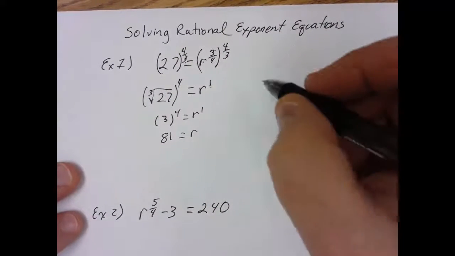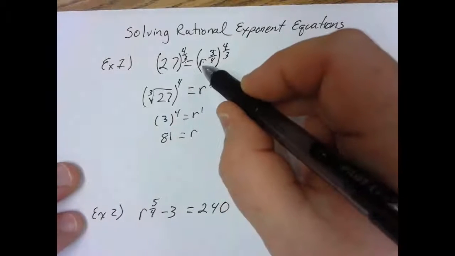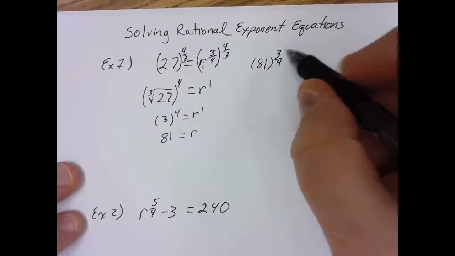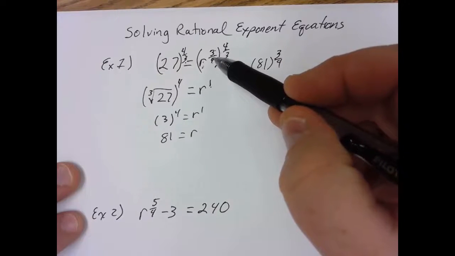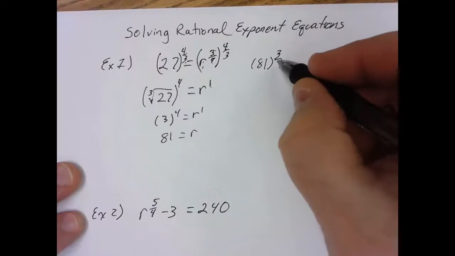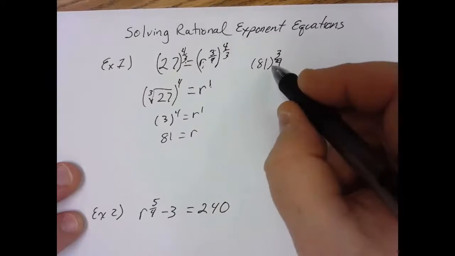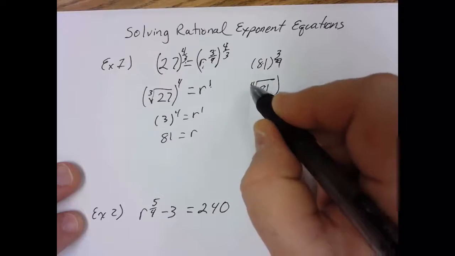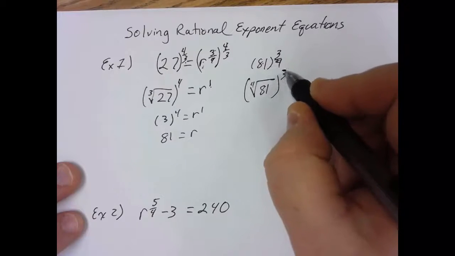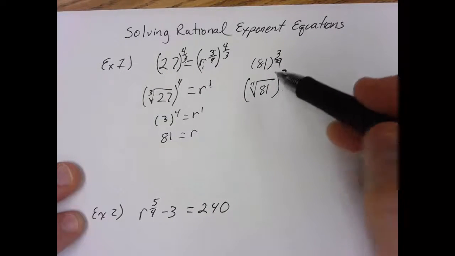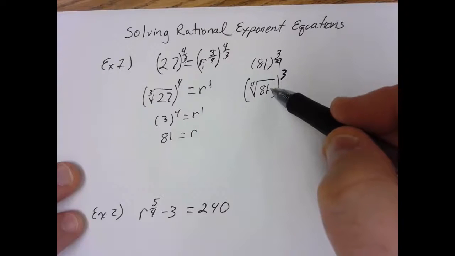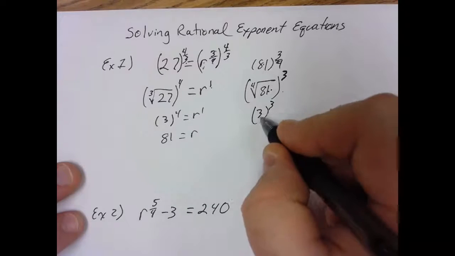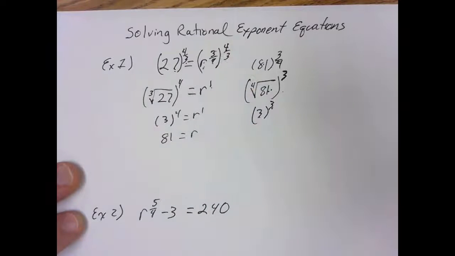The way that you can confirm that that's correct is to put 81 back into the original r here. If I put 81 in there and raise it to the 3/4 power, which is what the original problem does, I should get 27 back. Now this is a 3/4 here, so that means the fourth root of 81, and then take the cube of that. So all I'm doing is checking my work. The fourth root of 81 is the square root of 81 twice, so that's 9 and 3, so 3 to the third power, and 3 to the third power will give us 27.